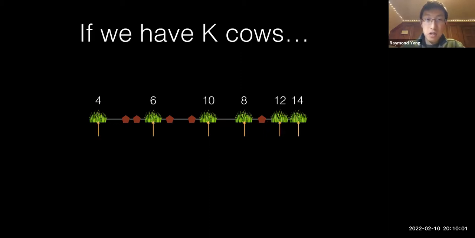Okay, so let's try to think how we can maximize this value. If we happen to have at least k cows, where k is how many grass patches there are, then our job is really easy. We can just put a cow on top of each of the grass patches, and that would automatically claim us all of them. And so we can get all of the value. So that's one case.